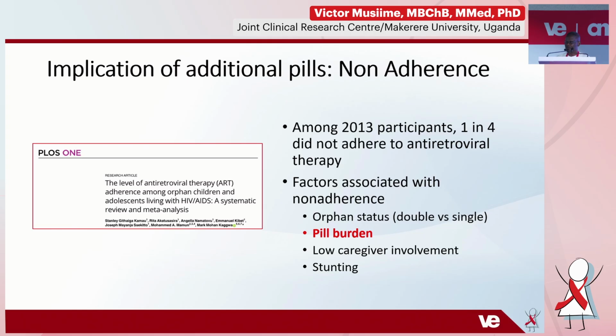And remember, what these children needed, or what these young people needed, was to take their ART and take it well. Now you're adding pill burden to reduce the adherence. So what exactly are you doing?